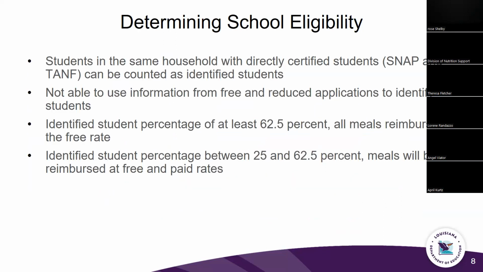A few quick points for school food authorities to remember in determining your school eligibility: students in the same household with directly certified students, SNAP and TANF, can be counted as identified students. SFAs are not able to use information from free and reduced applications to identify students. If an identified student percentage of at least 62.5% is determined, then all meals are reimbursed at the free rate. If the student percentage falls between 25 and 62.5%, then meals will be reimbursed at a combination of both free and paid rates.